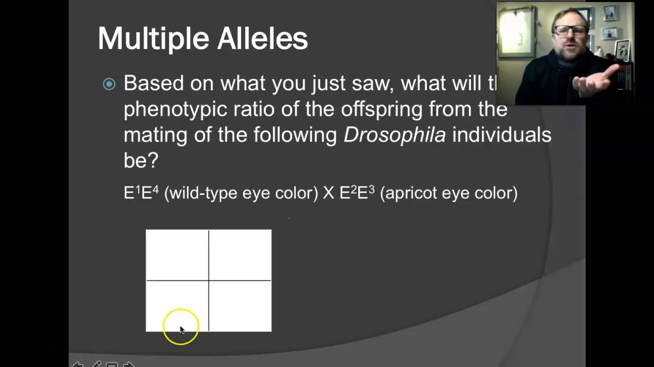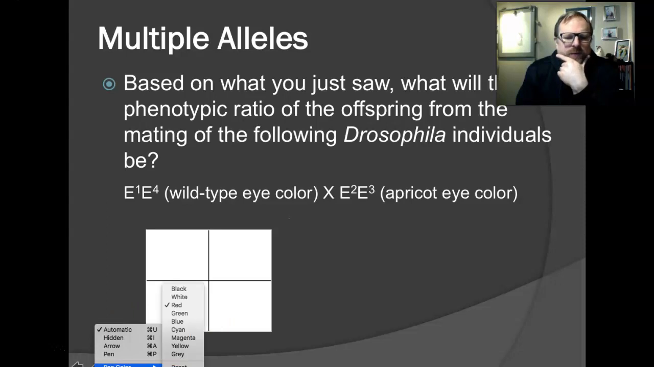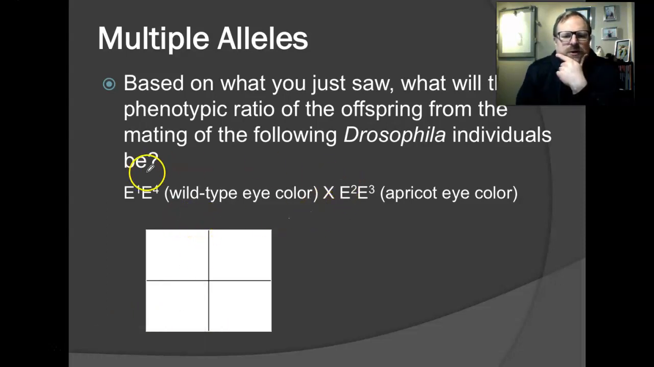So based on what we just saw, what would the phenotypic ratio of the offspring from mating the following Drosophila individuals be? I've set up a little bit of a Punnett square for us. I'm going to write in white to start with. And here's our cross. We're going to set these up similarly to what we did before. But notice now that we're not using the capital letter and the lowercase letter, the big E and the little e. We're using these superscript numbers to indicate the eye type that they have.